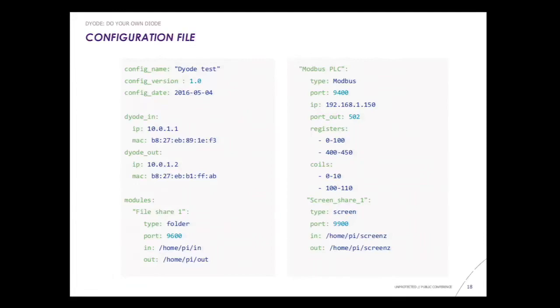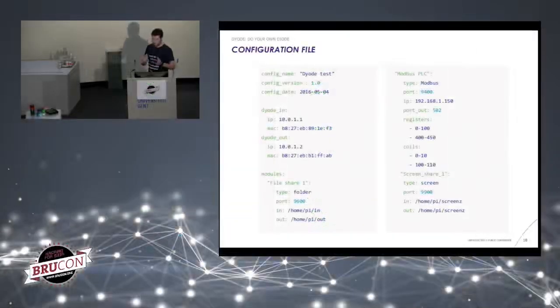And then for each module that you want to use, you just define the type, for example, a folder, you put the input network share, the output network share, you just specify a unique port to allow multiplexing of data. And then for the PLC, it's quite easy also. You just set the IP address of the PLC and then what kind of data you want to get. For example, here I want to get the register number 0 to 100 and from 400 to 450 and some coils, 0 to 10, 100 to 110.